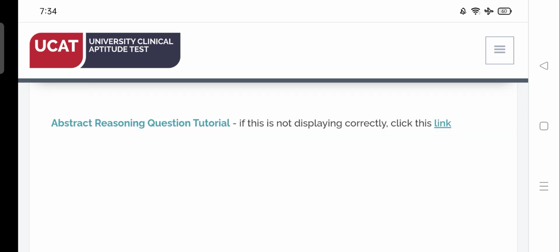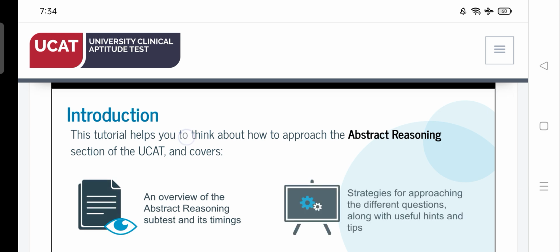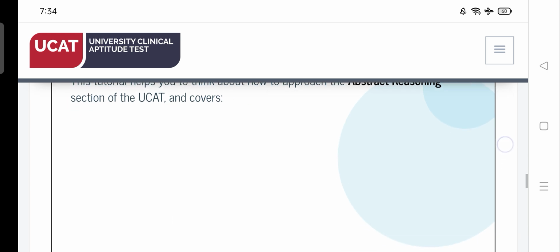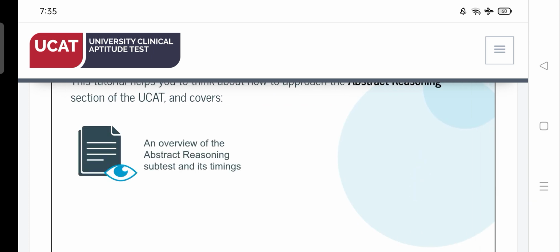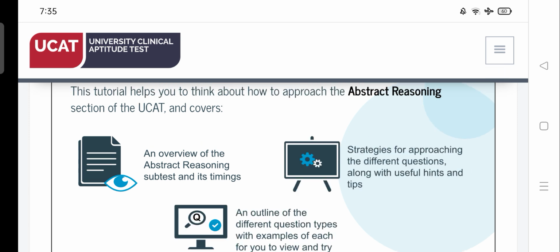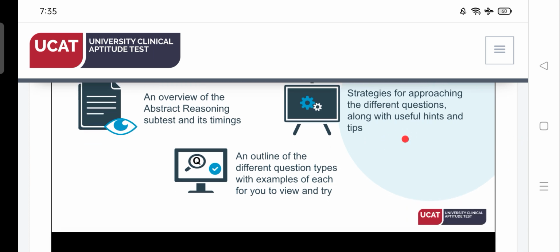So let's start from its introduction. This tutorial helps you to think about how to approach the abstract reasoning section of the UCAT, and it covers an overview of the abstract reasoning subtest and its timing, strategies for approaching the different questions, along with useful hints and tips, an outline of the different question types with examples of each for you to view and try.